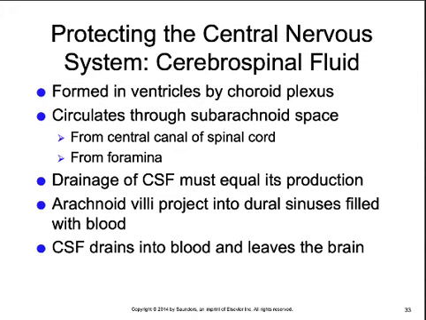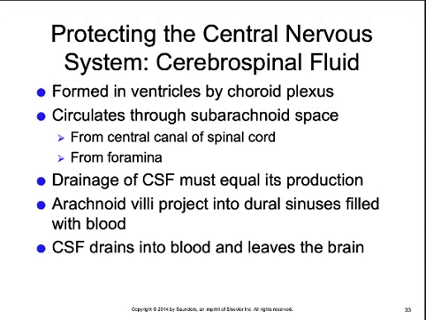They include the two lateral ventricles, and then between them is the third ventricle, connected by the interventricular foramina. And then the third ventricle has a cerebral aqueduct, which leads to the fourth ventricle, which is behind the pons and in front of the cerebellum. And that fourth ventricle is continuous with the central canal of the spinal cord, which projects all the way down through the middle of the gray matter.